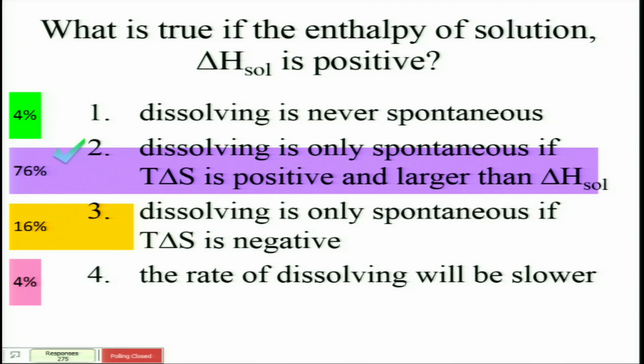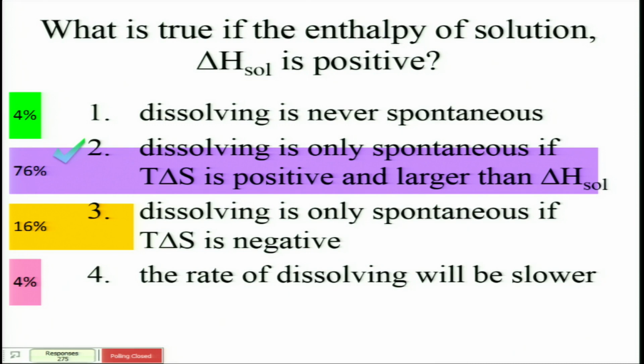And so the first one said dissolving is never spontaneous. And that isn't necessarily true because you don't know what delta S is. Dissolving is only spontaneous if T delta S is positive and larger than delta H solution. And that was the correct answer. If this is a big term here, larger than that term, and this is a positive value, then you would get a negative delta G, and it would be a spontaneous process.